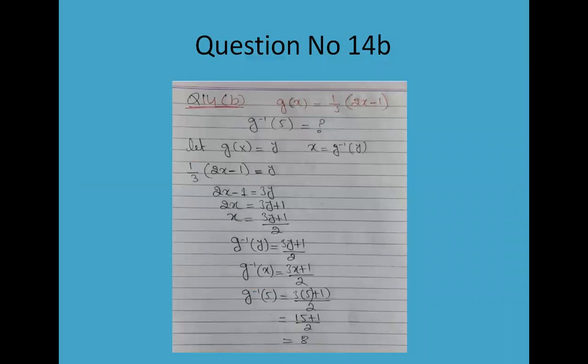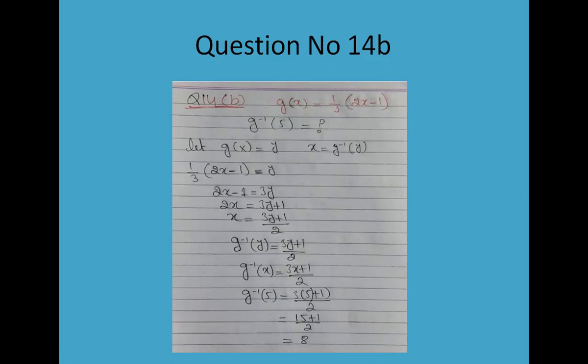So suppose that g of x is equal to y. When g comes across with the y, it will become g inverse. So x will be equal to g inverse of y. So in the place of g of x equals y, I can put this value. So we'll have 1 by 3 bracket 2x minus 1 bracket close equals to y.